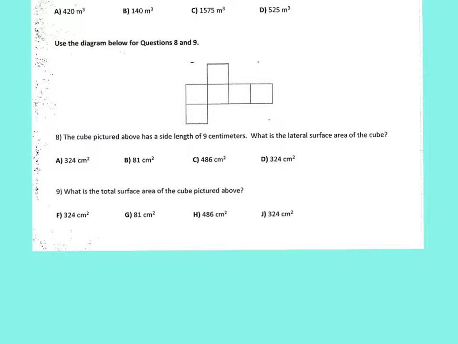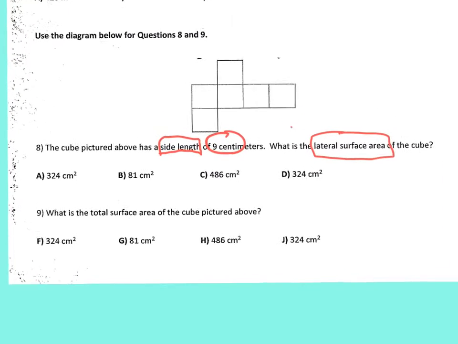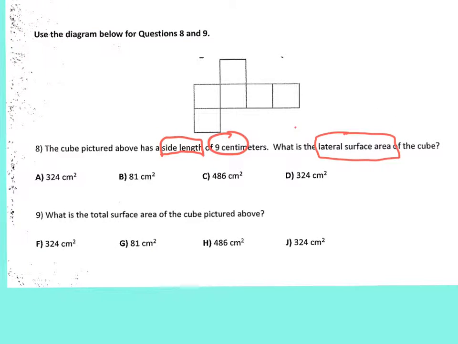Okay. Now number 8. The cube pictured above has a side length of 9 centimeters. Remember, underline, circle anything I underline and circle. What is the lateral surface area of the cube? Okay, so a cube is made up of all squares.